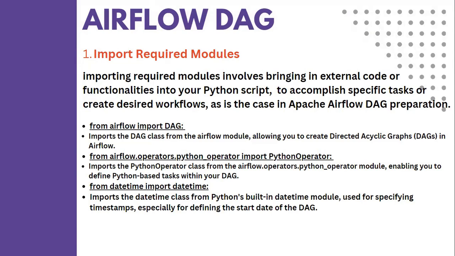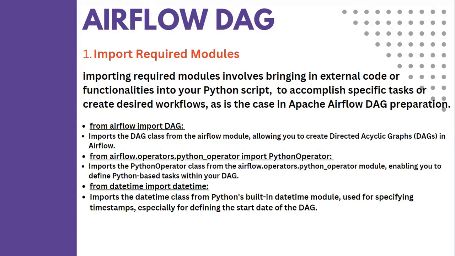Before that, let me explain two things about the importing section. Importing required modules sometimes involves external code also. That means you can prepare external code with Python, and you can import those files into the DAG file. You can even prepare some functionalities in a separate file and import those functions into the DAG file by giving that file name as the module in the DAG file script. You can do this to accomplish specific tasks or create the desired workflows.